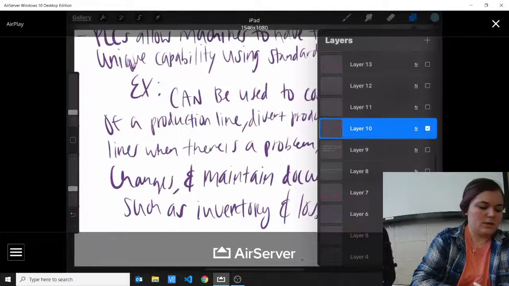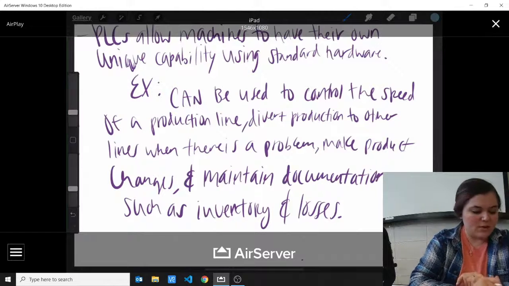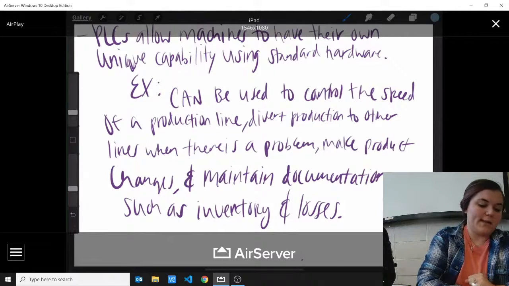All right, so they allow machines to have their own unique capability using standard hardware. An example is they can be used to control the speed of a production line, divert production to other lines when there's a problem, make product changes, and maintain documentation such as inventory and losses.